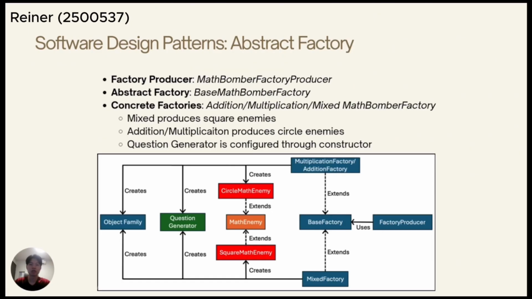Building on this, we use an abstract factory to create entire families of gameplay objects based on the selected game mode. Math Bomber Factory Producer selects the appropriate concrete factory: addition, multiplication, or mixed. Each extends base Math Bomber Factory for shared creation logic, then provides mode-specific variations. For instance, mix produces square enemies while addition and multiplication produce circle enemies. This lets us add new game modes by simply creating a new concrete factory without modifying gameplay scene code.